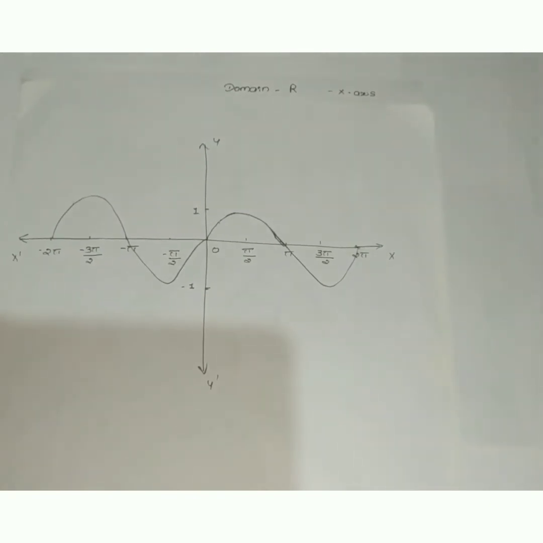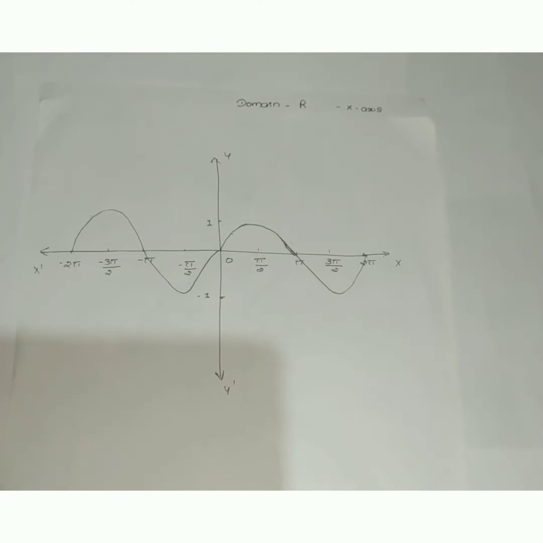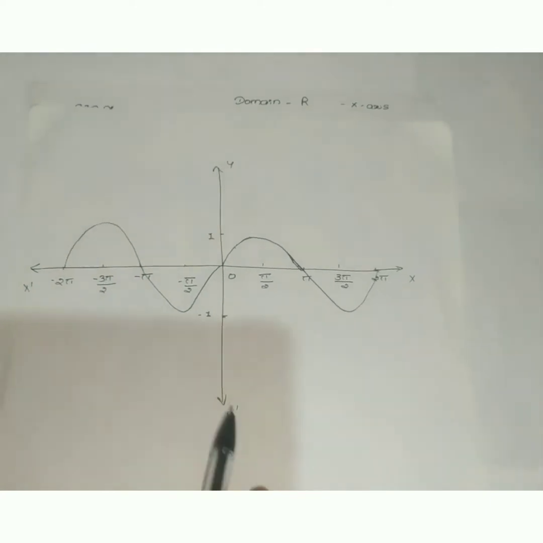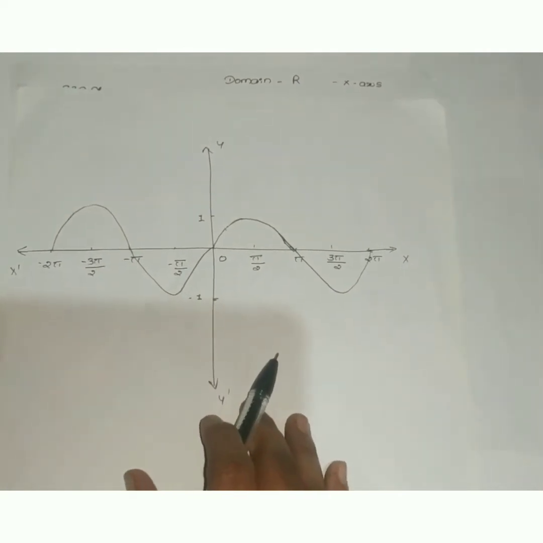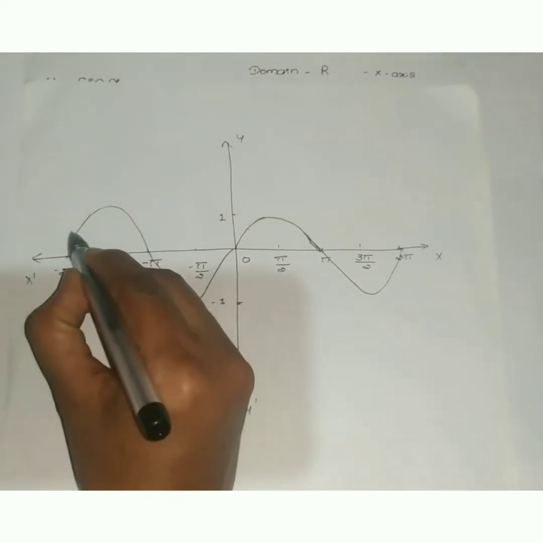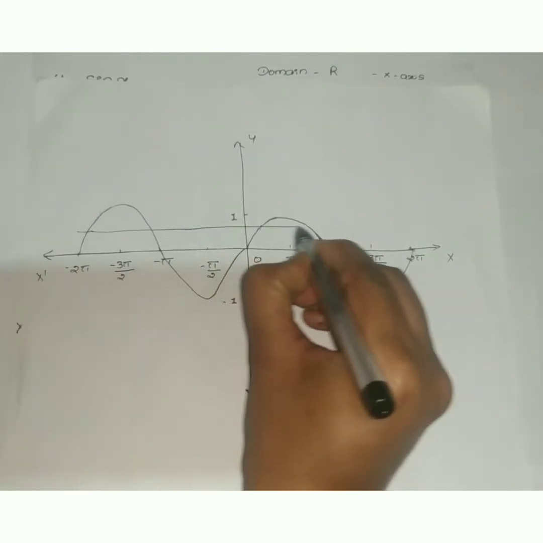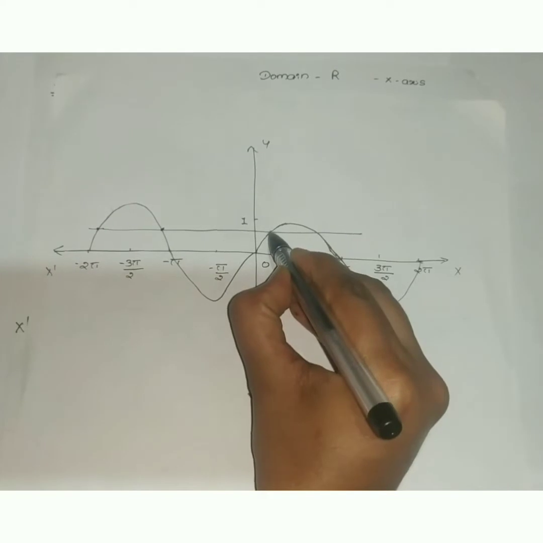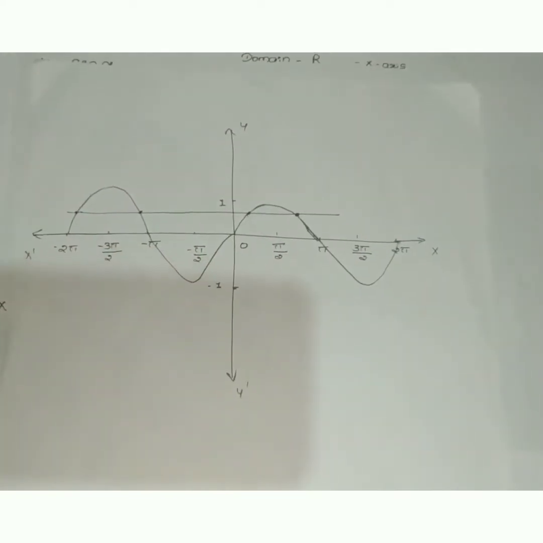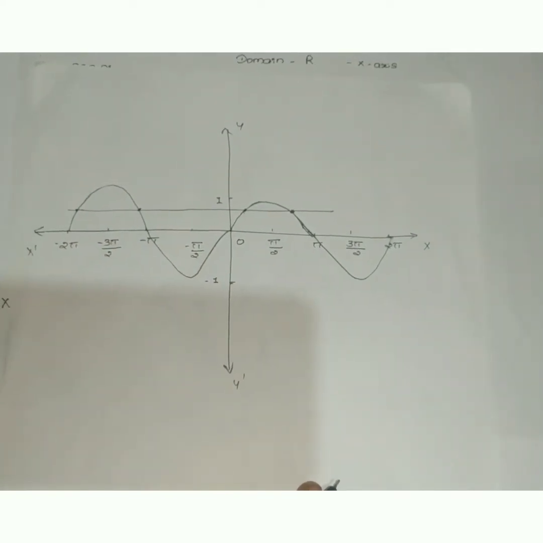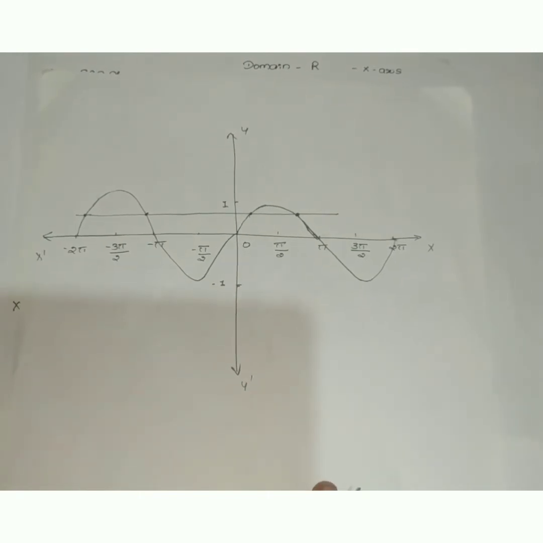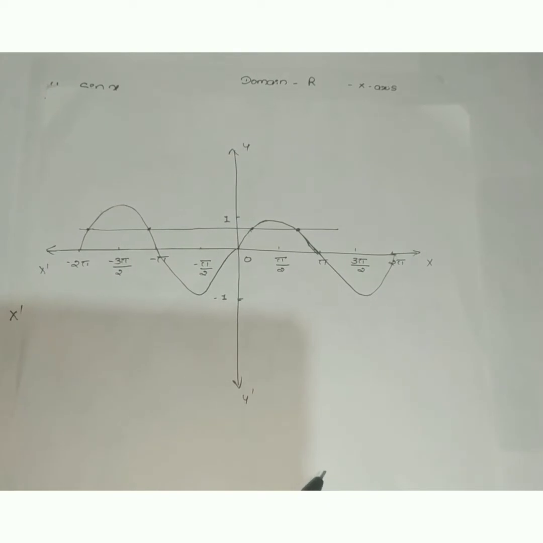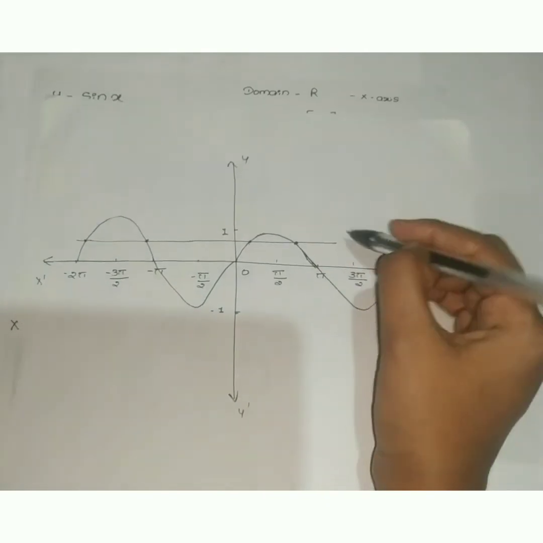So the function should be bijective. Bijective function means one-one and onto functions. The test for one-one functions is the horizontal line test. If the horizontal line passes through more than one point on the graph of the function, it is not an invertible function.